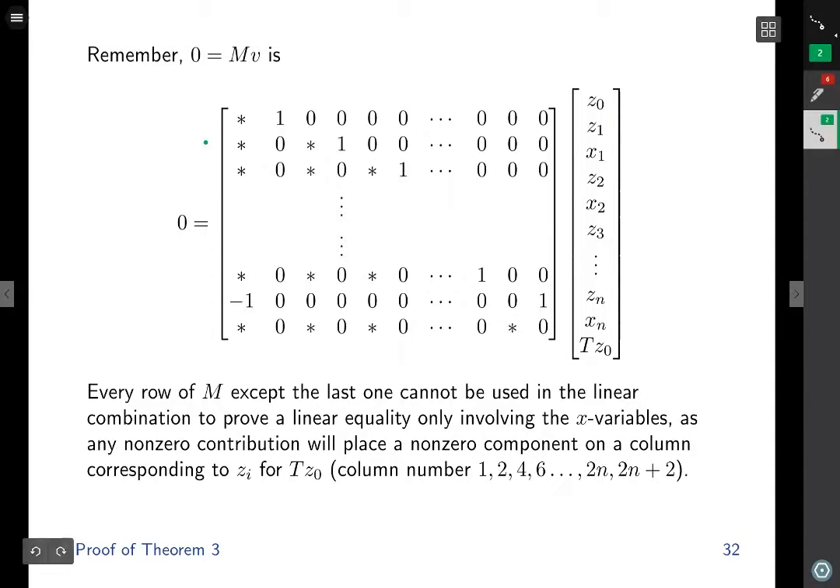Likewise, if this row were to be used in the linear combination, then a non-zero component would be introduced to this column, and that non-zero component cannot be cancelled out by any other row. Since this column corresponds to z2, any resulting linear equality will involve the variable z2. By this logic, these rows cannot be used in the linear combination. The last row perhaps can be used.